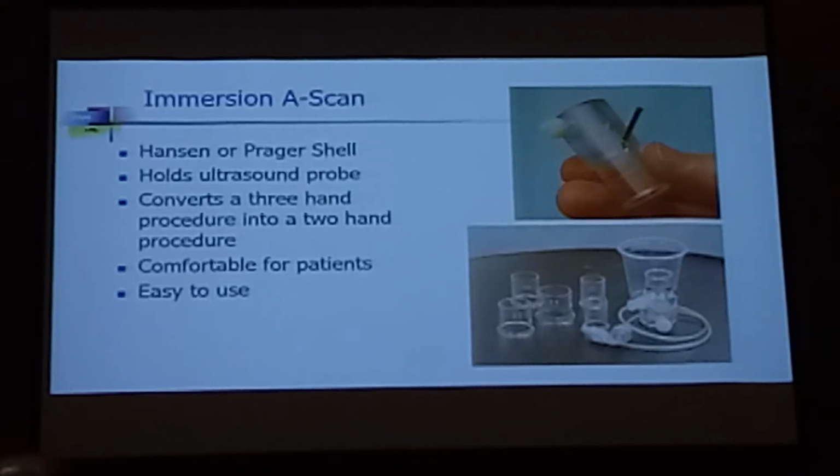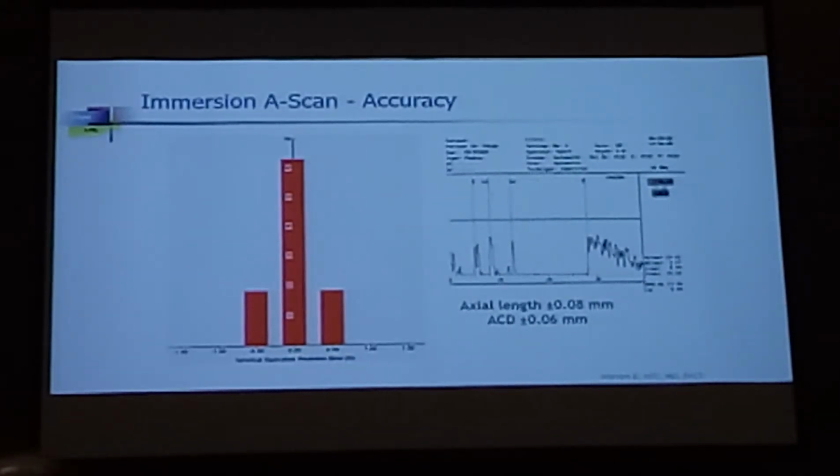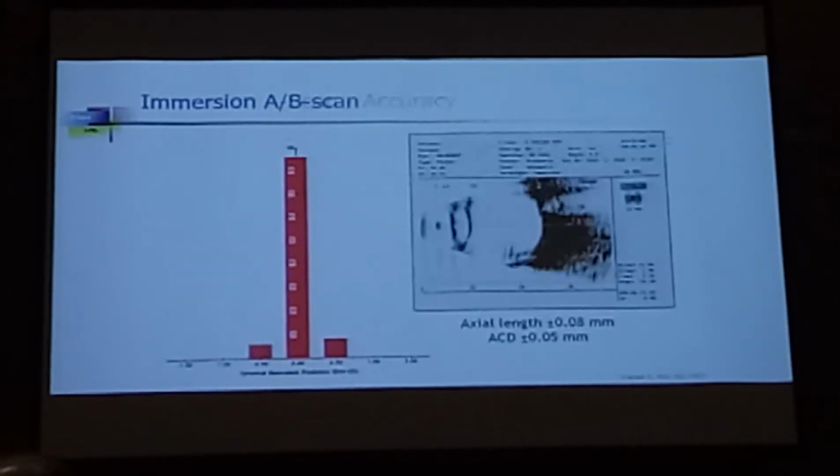Once you get a hang of it, it's actually very fast and very comfortable for the patient. More importantly, you can see that the spread is much tighter now. It's 0.08, a 20% improvement over applanation just by simply doing immersion A scan.